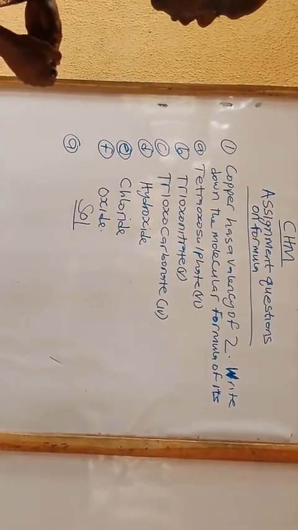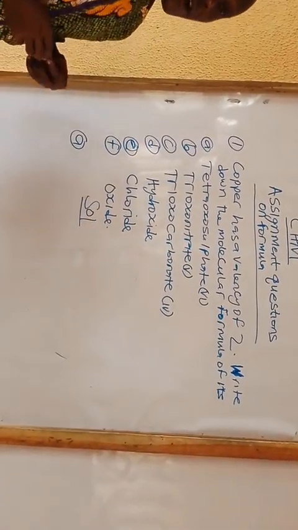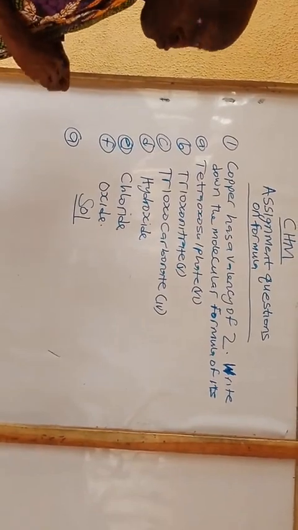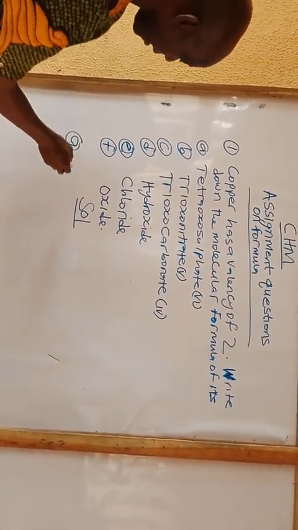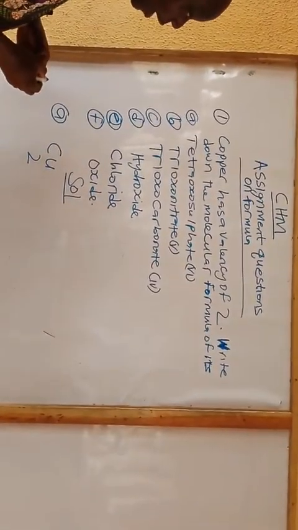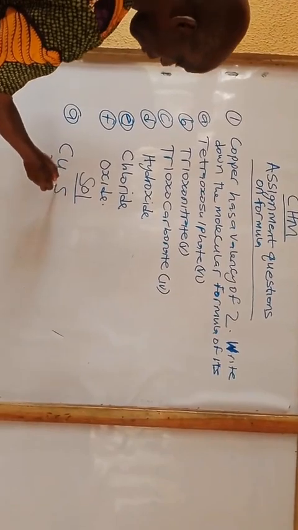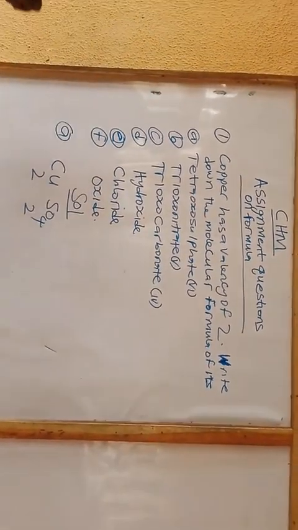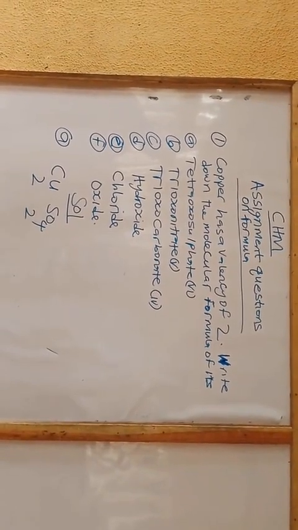We know that tetraoxosulfate 6 is a negative ion having a valency of 2. So with copper, you have Cu for copper, with a valency of 2 as given in the question. And tetraoxosulfate 6 is SO4, having a valency of 2, as we discussed in our previous classes.